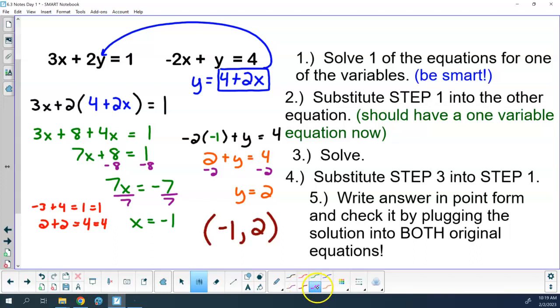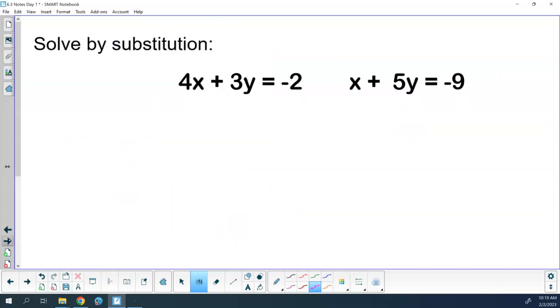Now, if we are in a non-X and Y problem, so sometimes we might have C's and D's or A's and B's or P's and Q's and stuff like that, we go in alphabetical order for your point. Okay? And those are the 5 glorious steps to solving by substitution. Follow those steps. Try on this system.